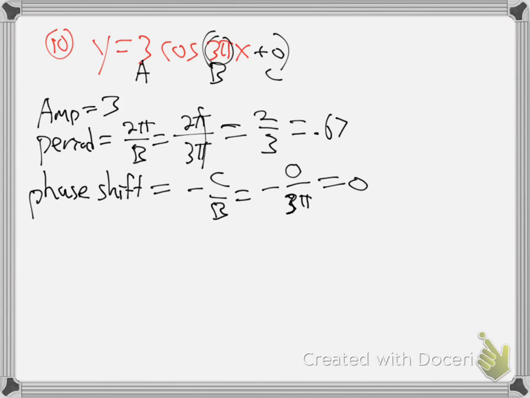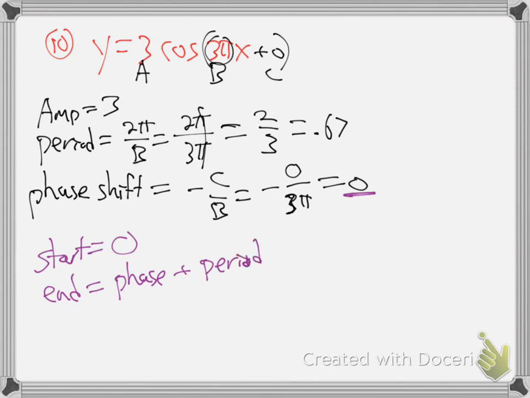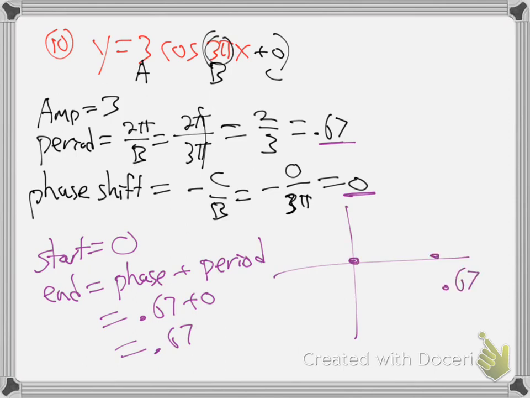So where does this graph start? At 0, the phase shift. Where does the graph end? The phase shift plus the period. The phase shift is 0, plus the period 2/3, so it's going to end at 0.67, isn't it? Changing it to a decimal, like Ariana was saying, might be helpful. So now we've got where it starts and ends. We start at 0 and end at 0.67. It's a positive cosine graph, so it's going to start high, go low in between, and come back high, between 0 and 0.67. We good?